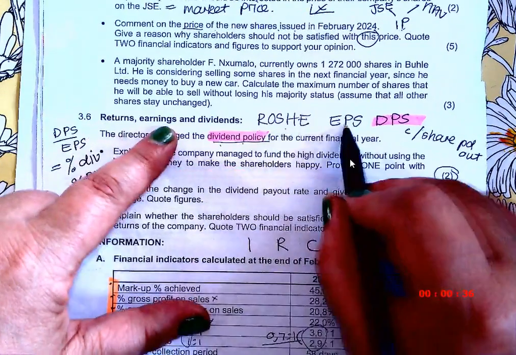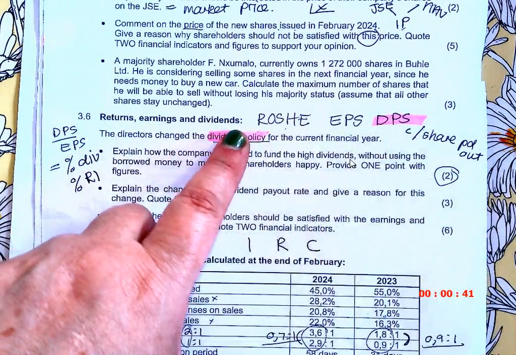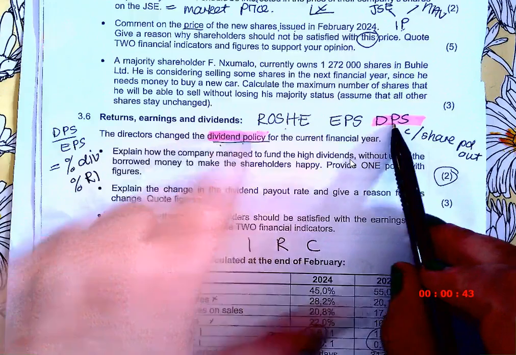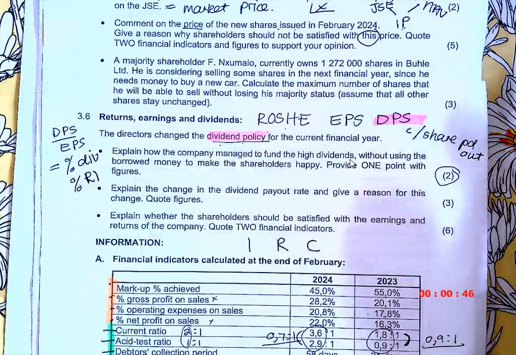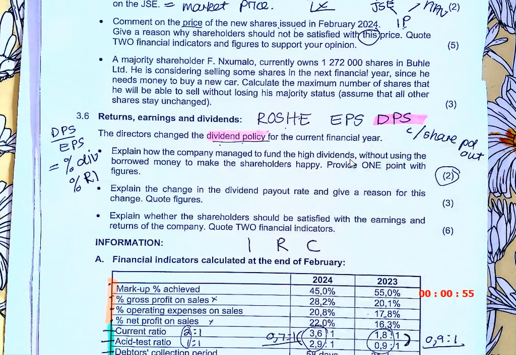Earnings is EPS, dividends is DPS. And I just want to repeat again, DPS is about how many cents you earn for every share that you have. So if the DPS is 5 cents and you have 100,000 shares, it will be 100,000 times 5 cents is the dividends that you as a shareholder will get.